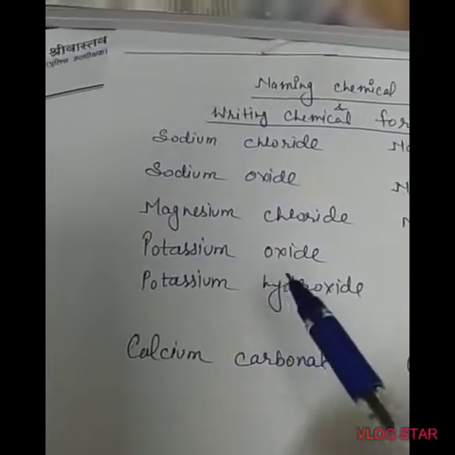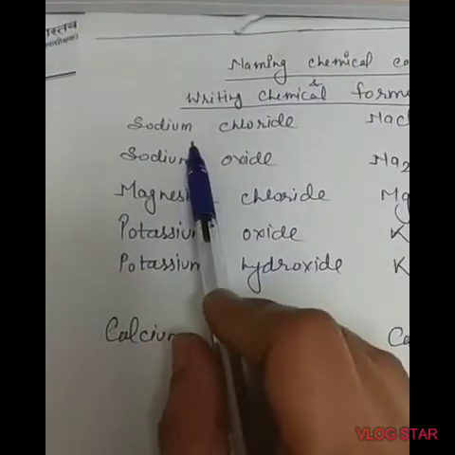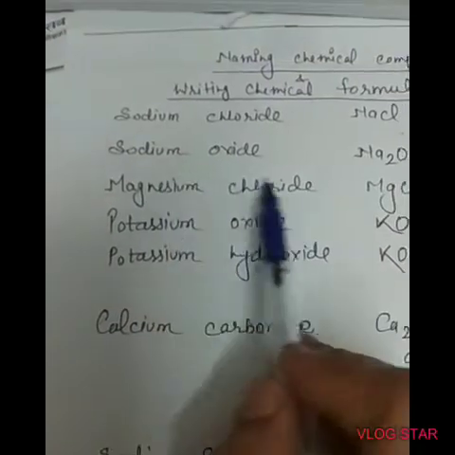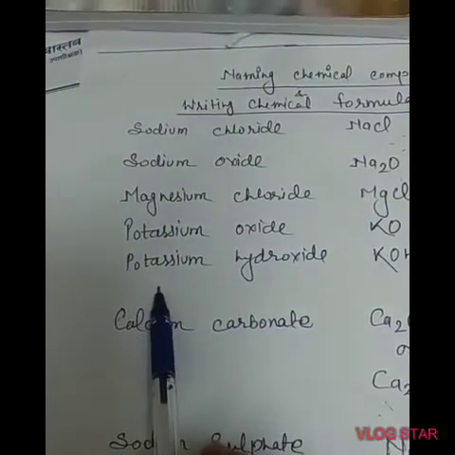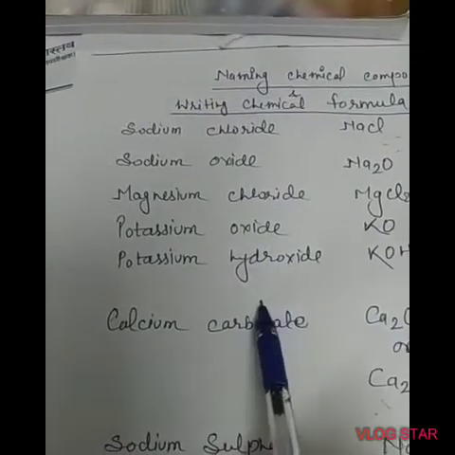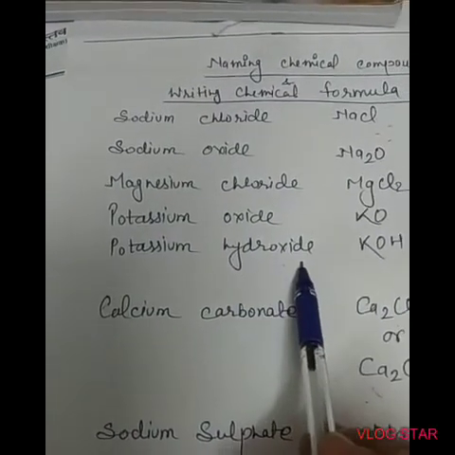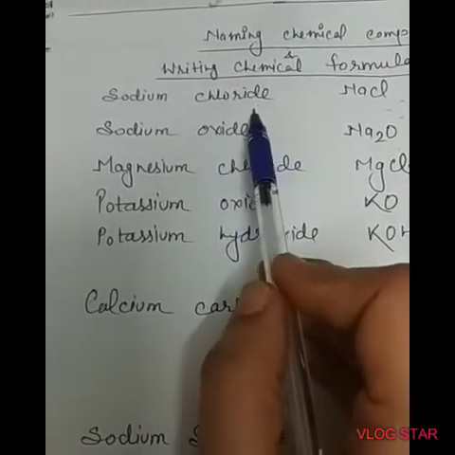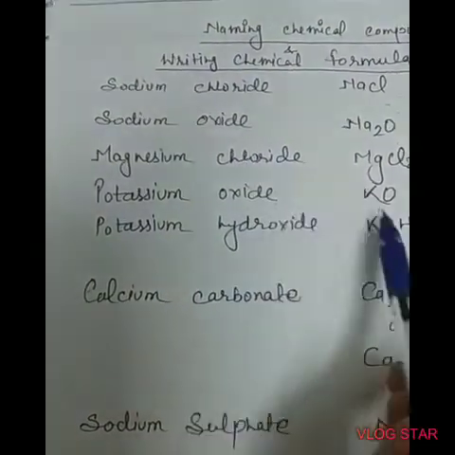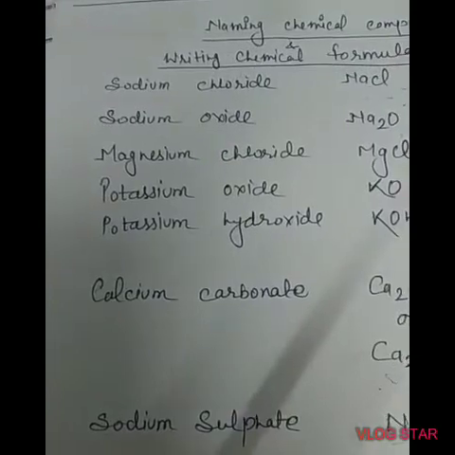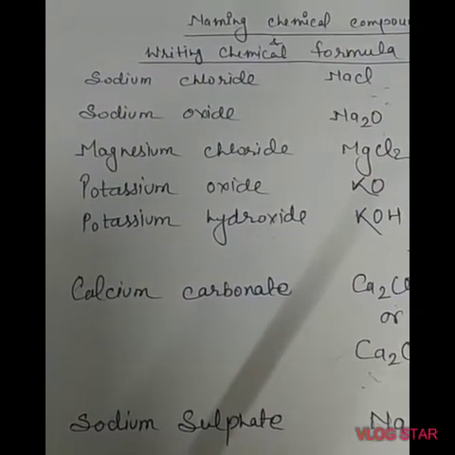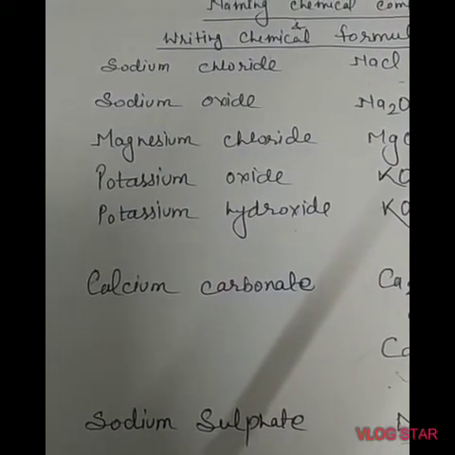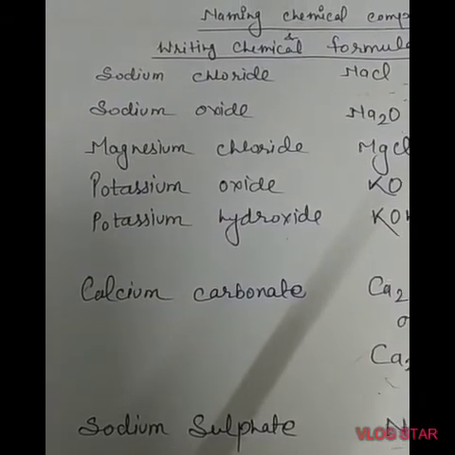Here you saw the metal is written first and then the non-metal. In all the cases, the metal is written first, and then the non-metal. The suffix "ide" is added to the non-metal. Is it clear how to name a chemical compound?